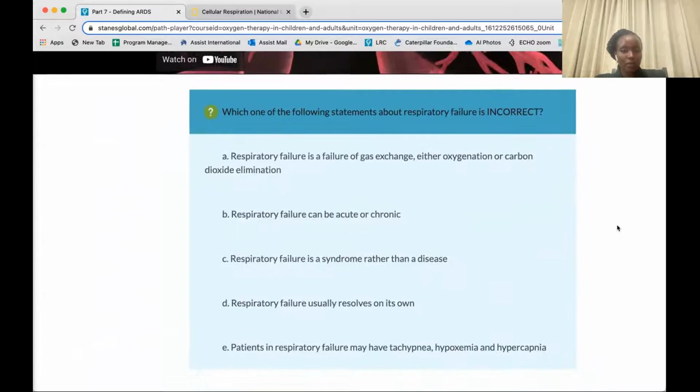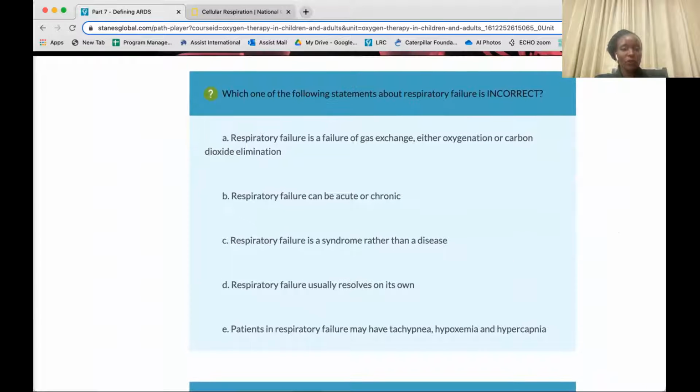Just go down, yeah. Which one of the following statements about respiratory failure is incorrect? A, respiratory failure is a failure of gas exchange, either oxygenation or carbon dioxide elimination. B, respiratory failure can be acute or chronic. C, respiratory failure is a syndrome rather than a disease. D, respiratory failure usually resolves on its own. E, patients in respiratory failure have tachypnea, hypoxemia, and hypercapnia.